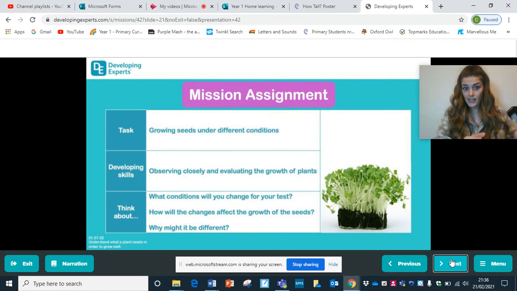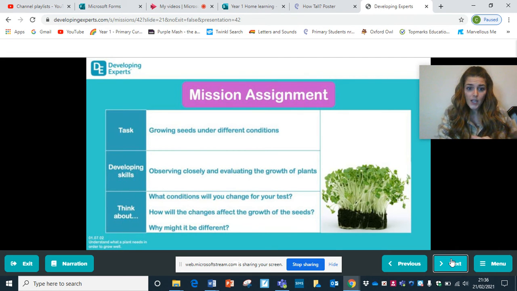That's if you can do this activity, and then observe closely and evaluate the growth of the plants. Here's a suggestion to use cress seeds, but you might want to use something else. It's completely up to you, whatever you can do or use. And if you cannot do this, do not worry. Just have a little look on YouTube at some videos of cress seeds growing. You can always type in the different conditions, so cress seeds with no water, and have a little look that way.